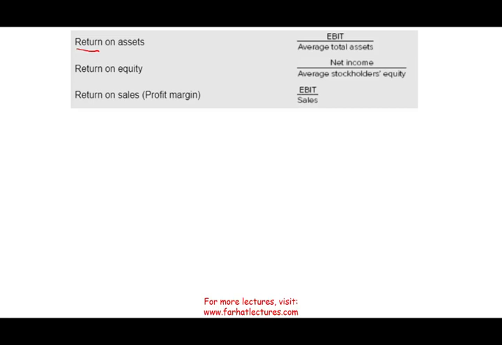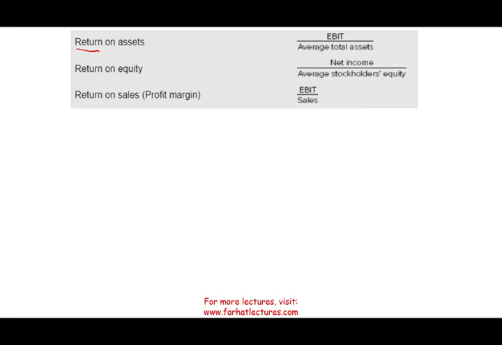Now, in some textbooks, they use the words net income. Whether your textbook uses EBIT or net income, it doesn't matter. The concept is the same. Sometimes they use what's called operating income. Why do we say operating income and EBIT?